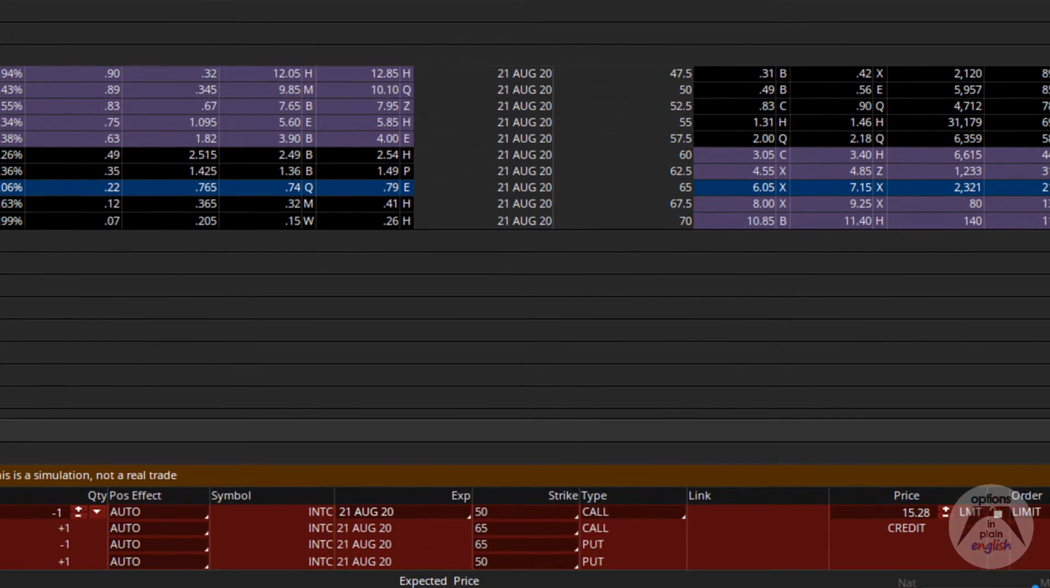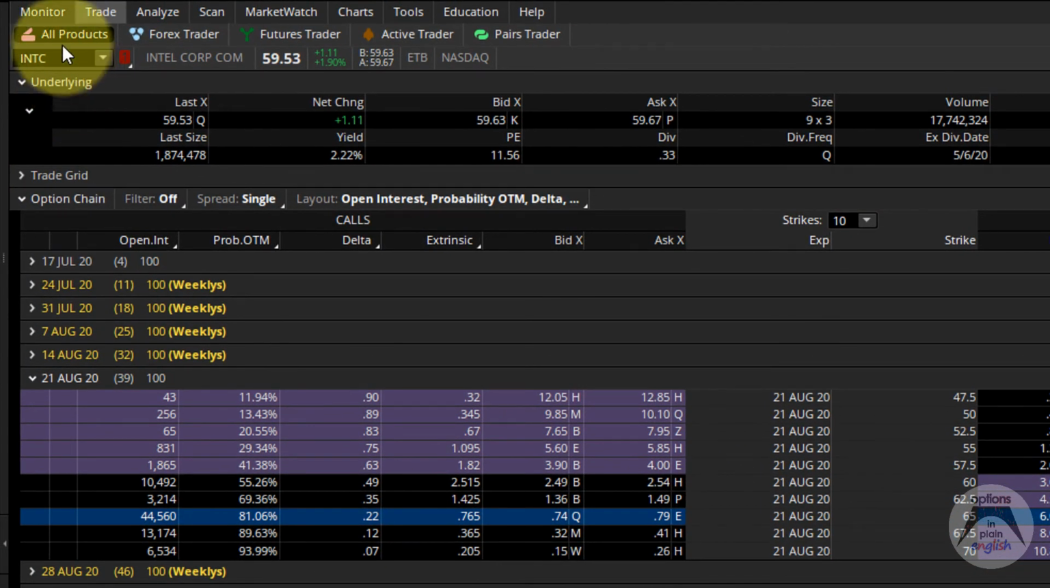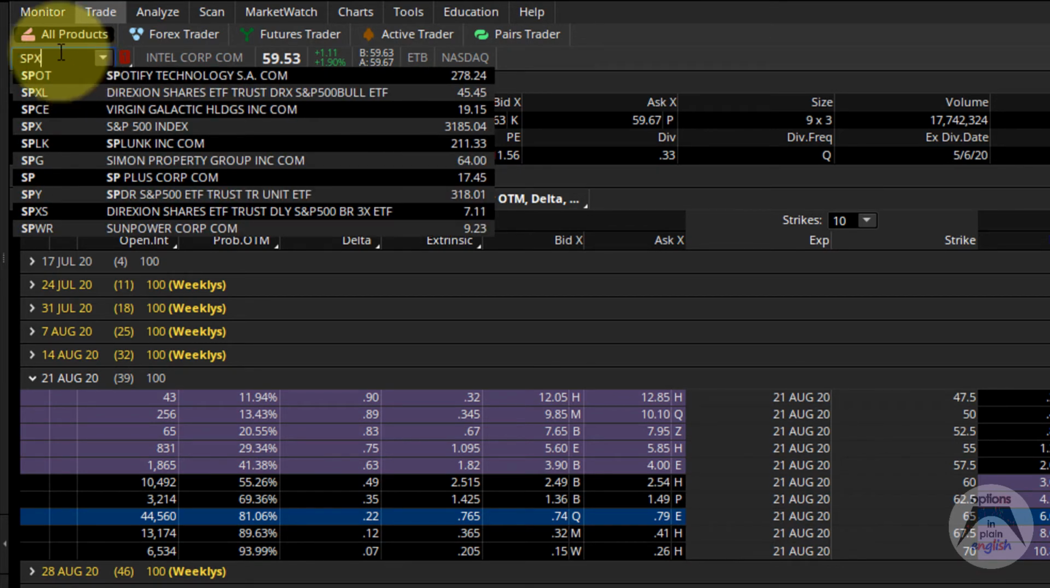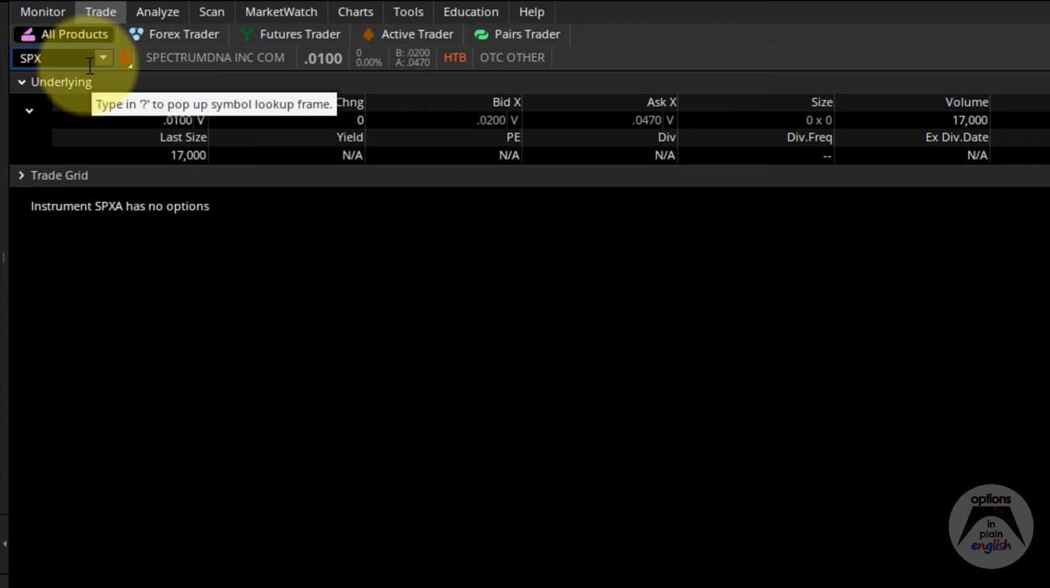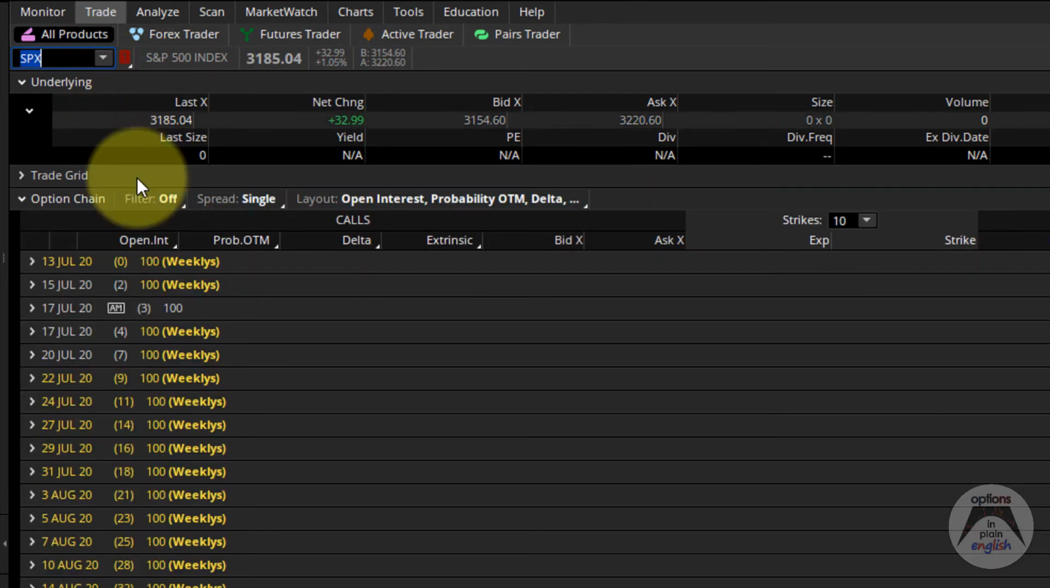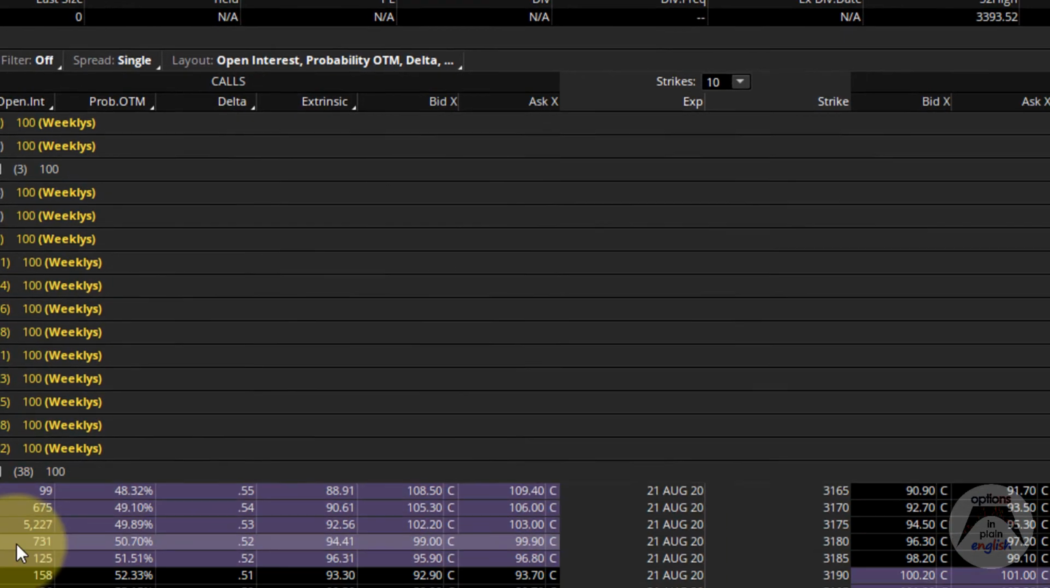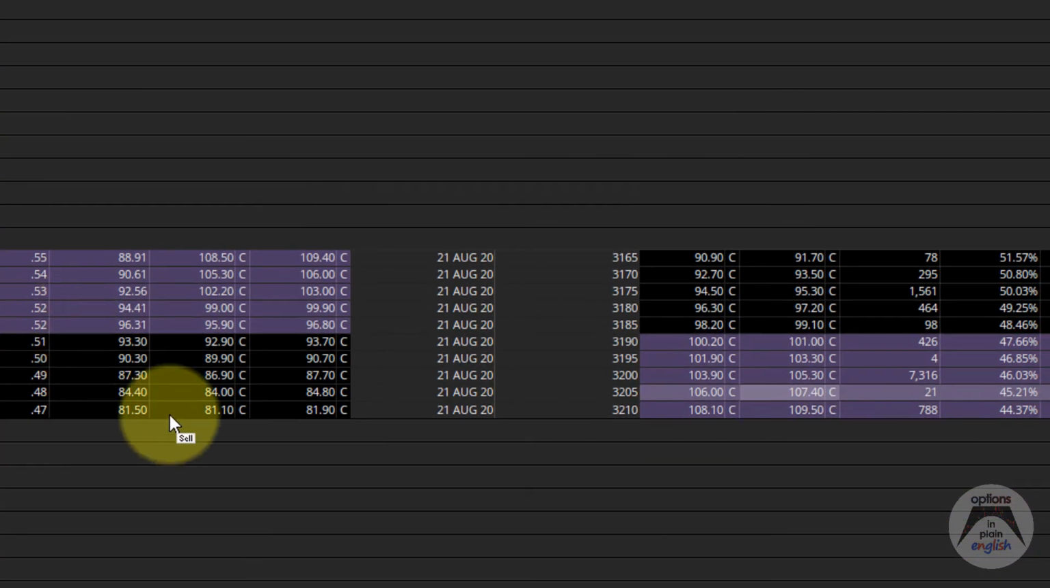So what I'm going to do now, and this is going to be the last thing we're going to do, is analyze an index. I'm going to go to SPX. Okay, SPX, 21st of August. Now that it's SPX, of course, it's an index.